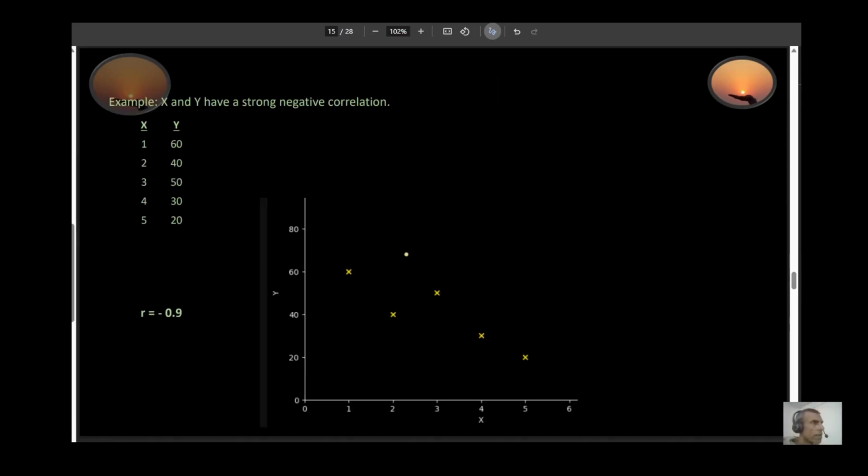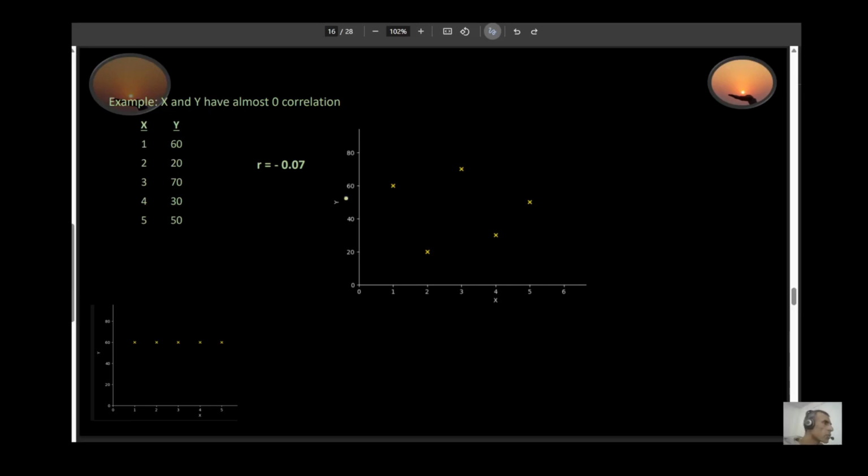Now let's take a look at an example where your R is negative. In other words, you have a strong negative correlation. So this is my data. I plot them over here and I calculate the value of R. It came out to be minus 0.9. So the line would be something like this, and you can see that your points are very close to this line, and as your x is increasing, your y is decreasing.